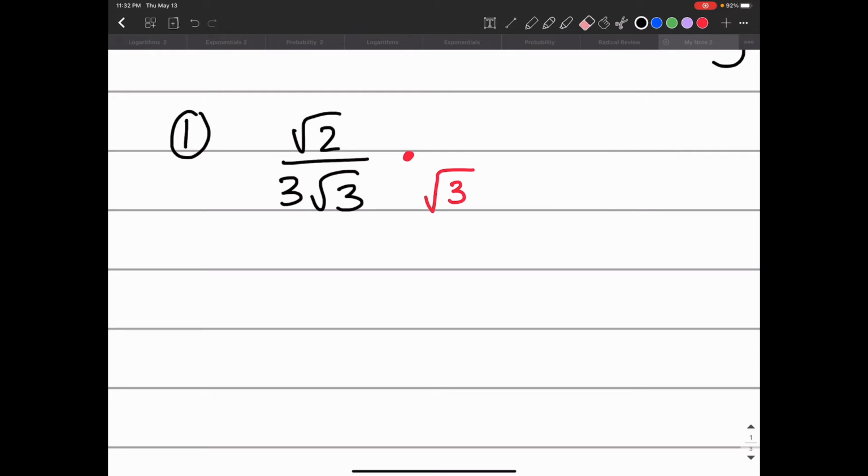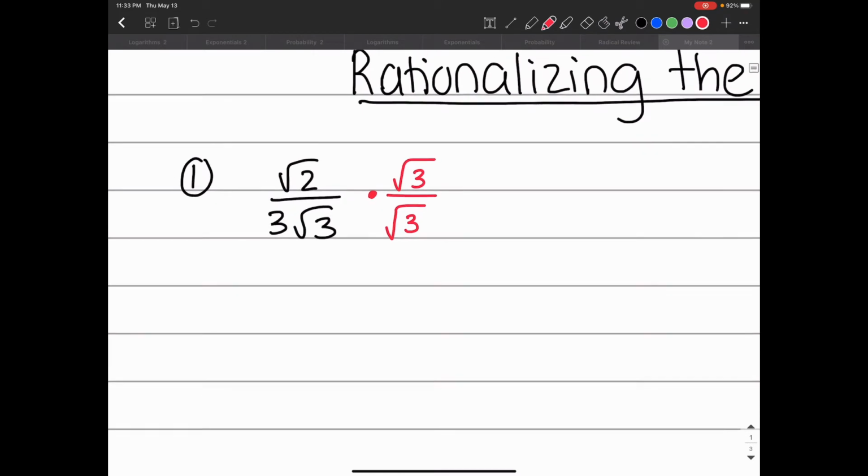So I can multiply by the square root of 3 in the bottom. If I do that in the bottom, I have to do that in the top. Keep the fraction balanced, keep it the same. Don't change the value. I'm multiplying by a giant 1. When I do that, I'm going to end up with the square root of 2 times the square root of 3, which is the square root of 6 in the numerator. Square roots in the numerator is okay.